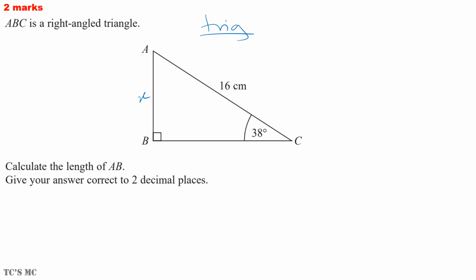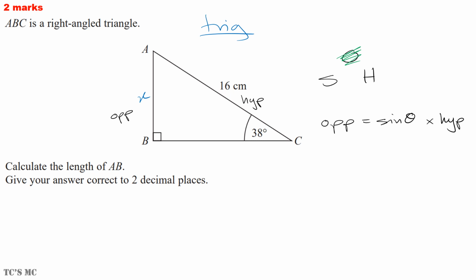For trigonometry, we have specific labels. This X will be labelled as opposite, and this 16 would be labelled as hypotenuse. The triangle that has opposite and hypotenuse is SOH. I am working out the opposite, so I'm going to cross out O. That leaves me with opposite is equal to sine theta multiplied by hypotenuse.